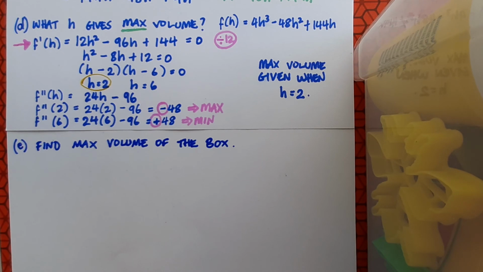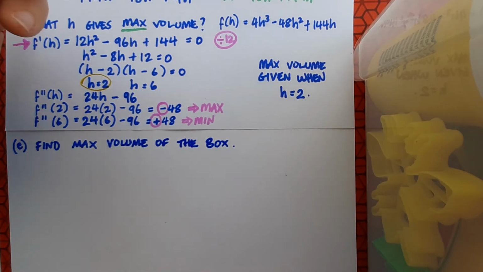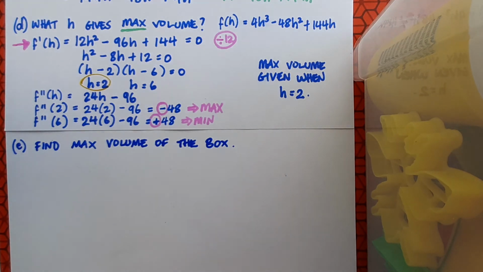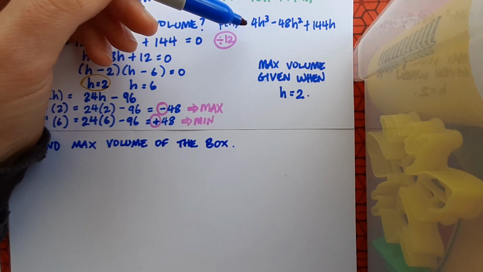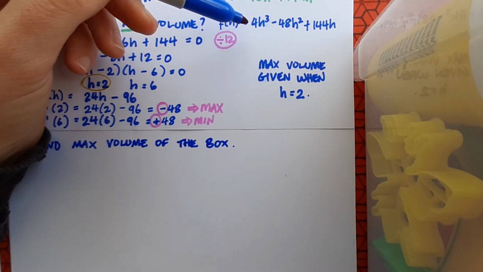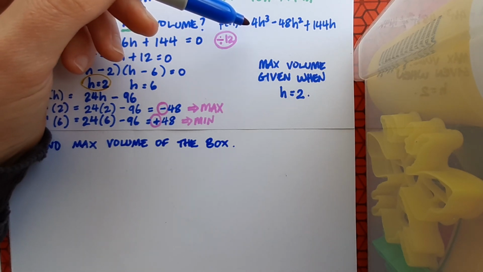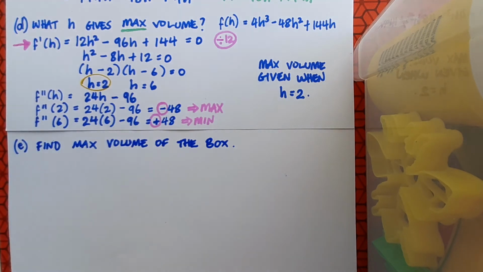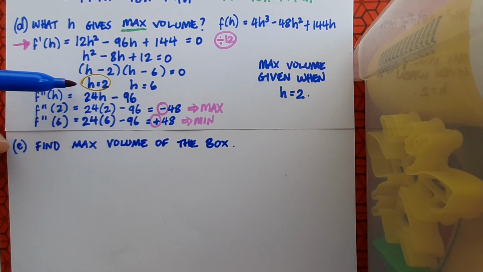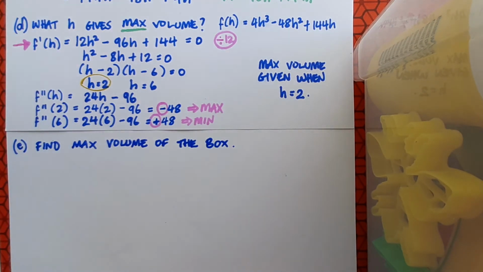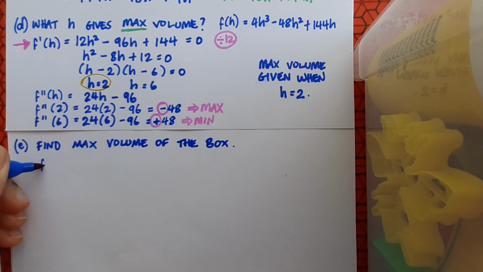So finally, we have part E. And part E asks us to find the maximum volume of the box. So first of all, we have our function for volume, which is this guy here. So volume, we had decided from back in part C, was f of h equals 4h cubed minus 48h squared plus 144h. So if I want to work out a volume, this is the expression that I must be substituting my values into. Now, I know that h of 2 gives me a max volume. So what I want to do is take this 2 and put it into this function. So I'm going to find f of 2.